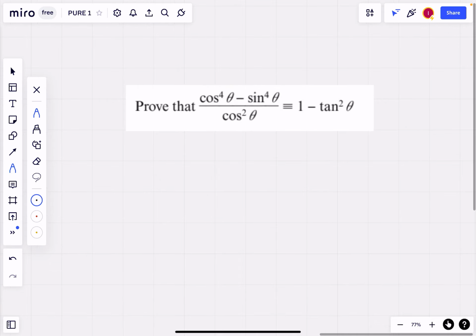Okay, I want you to give this one a shot. Now here's what you can do. You can focus on the left-hand side and try and turn it into the right-hand side, or you can go the other way. You can start from the right-hand side and turn it into the left-hand side. Whichever one you start with, you want to specify in your working out. As a hint, I would say start with the left-hand side.